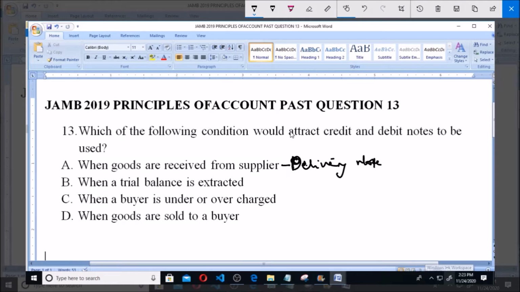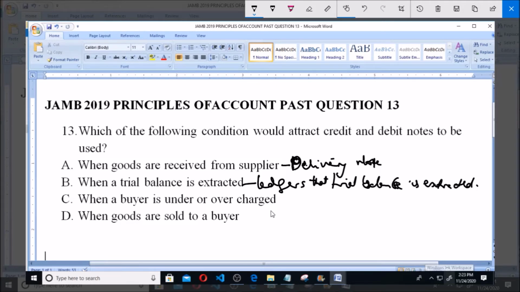So it's delivery notes. B says when a trial balance is extracted. A trial balance has nothing to do with debit and credit notes, because it is from the ledger, from individual ledgers, that a trial balance is extracted.